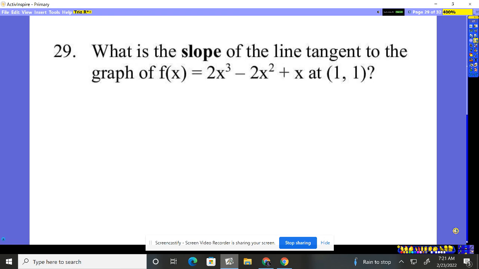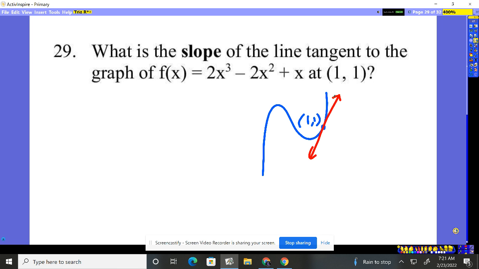All right, 29. What is the slope of the line tangent to this graph? This graph is doing something like this because it's an x cubed, so one end shooting up and the other shooting down. And we want the slope of the line tangent here at the point (1, 1). So right here's the point (1, 1), let's say. And we want, let's put it in red, the slope of that red line.